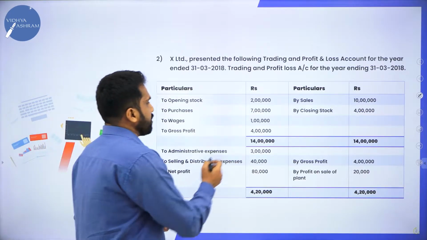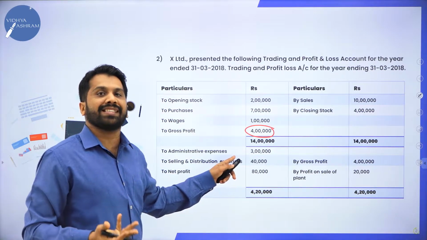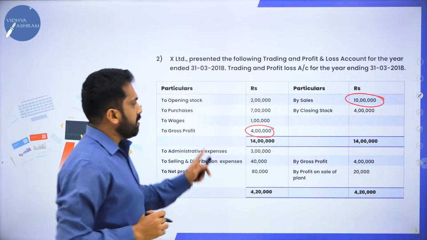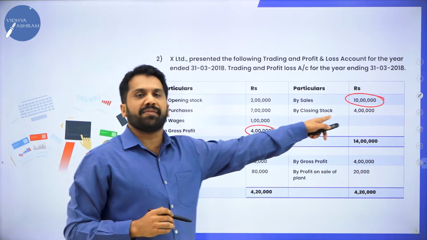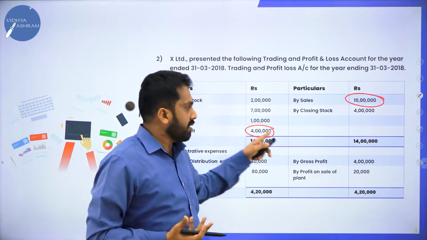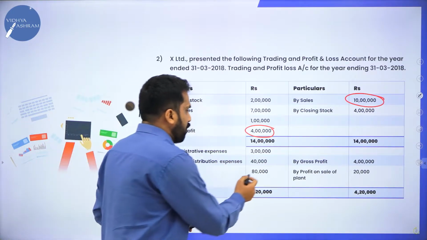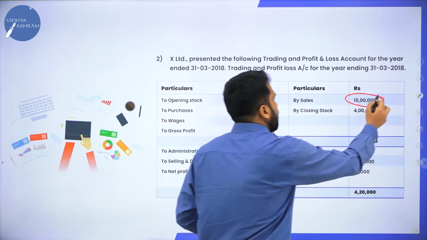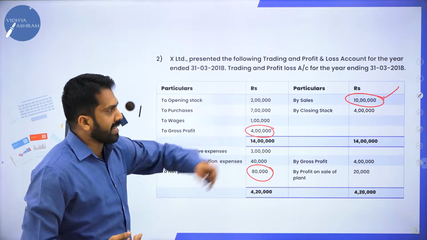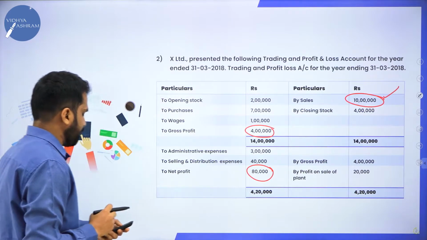Now, what is your gross profit? 4 lakh. It is compared with your sales. Your sales is 10 lakh. Now, your gross profit is 4 lakh divided by 10 lakh multiplied by 100. Why that 100? To find out the percentage. Now, if you go for net profit, 80,000, again your sales is 10 lakh. 80,000 divided by 10 lakh multiplied by 100.